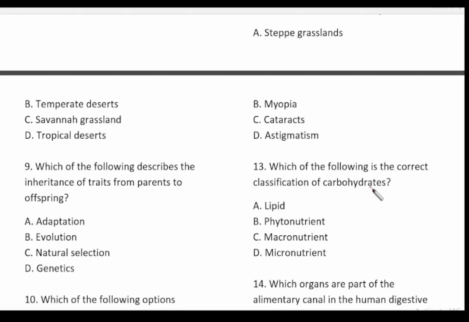Carbohydrates are correctly classified as macronutrients because they are nutrients that are required in the body in relatively large amounts, and they include carbohydrates, proteins, and fats and oils. So for 13, carbohydrates is a classification of macronutrient, option C.